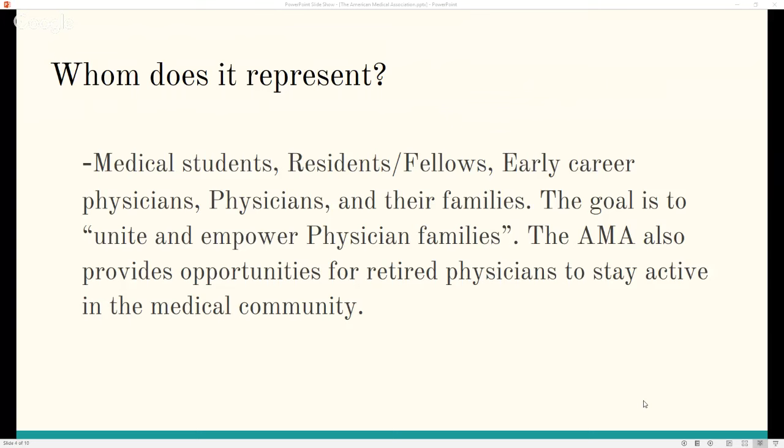Okay, so this is me. Whom does it represent? From what I found, it was pretty much everyone from the beginning of the spectrum to the end: medical students, people in residency and fellowships, early career physicians, and then I don't know if I read this wrong, if it really is their families or if they could just consider it a physician family of everyone that's in there. The goal is to, quote, unite and empower physician families. So the AMA also provides opportunities for people who have retired from being physicians so that they have opportunities to stay active and to share their knowledge and to be a part of that community and not just be cut off. Next slide.